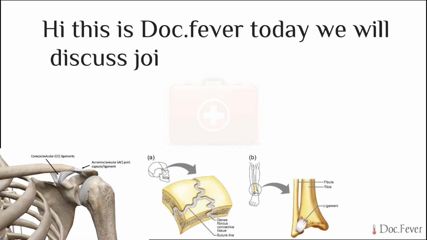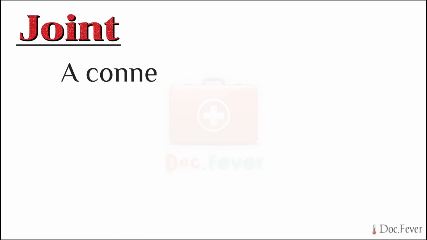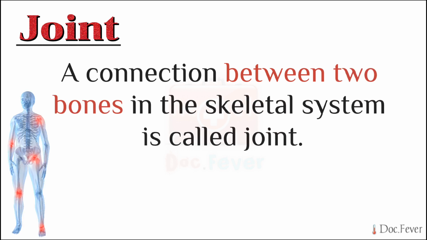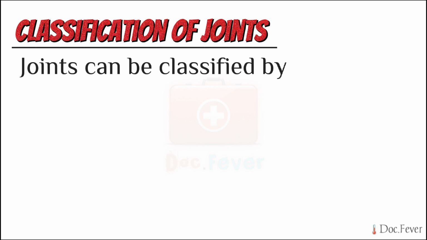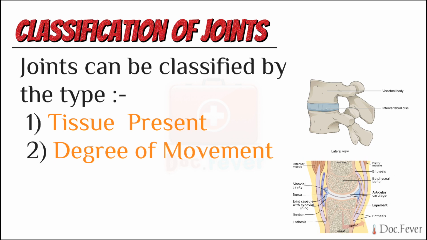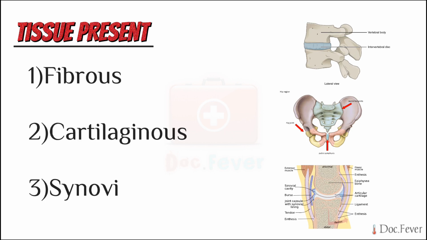Today we will discuss joints and classification of joints. Joint: a connection between two bones in the skeletal system is called a joint. Classification of joints. Joints can be classified by the type of tissue present or by the degree of movement. By type of tissue present, they have three types: fibrous, cartilaginous, synovial.